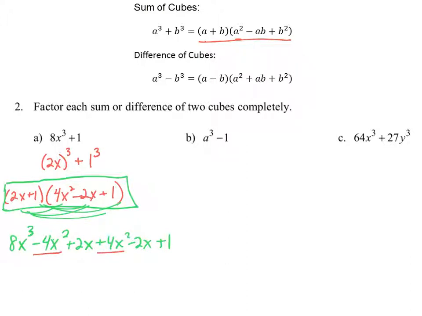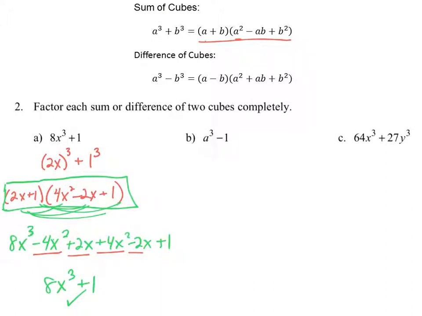Those are opposites. And a plus 2x and a minus 2x are opposites. So this can be written as 8x to the third plus 1. And that's what we started off with. So our correct answer in factored form is given as a binomial factor of 2x plus 1 and the trinomial factor of 4x squared minus 2x plus 1.